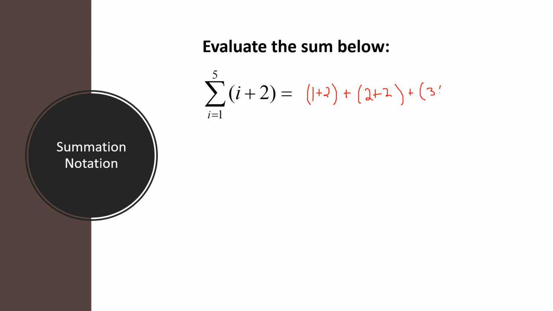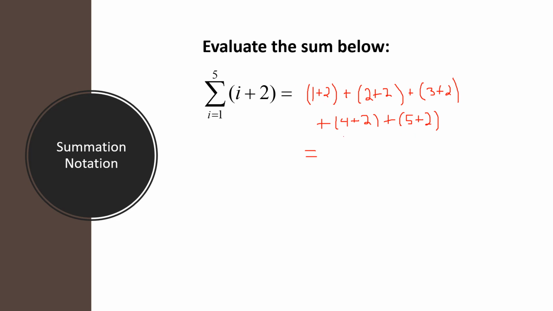So we have 3 plus 2, plus i is 4, 4 plus 2, plus finally we're now up to 5. That's where we stop. 5 plus 2. So now we add each of these together.